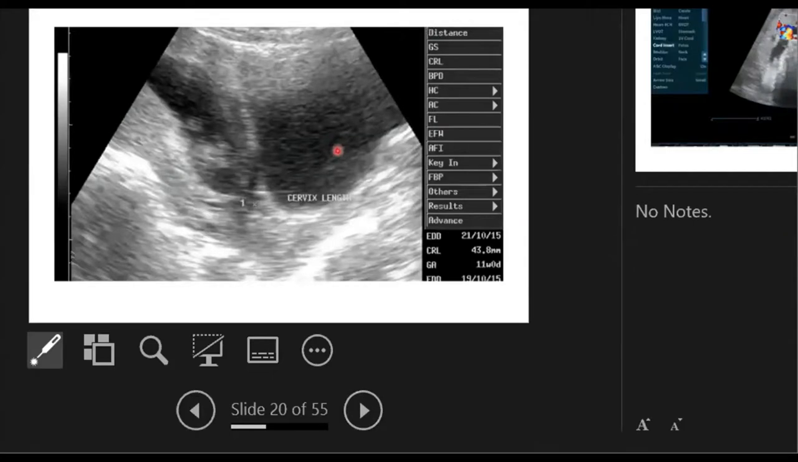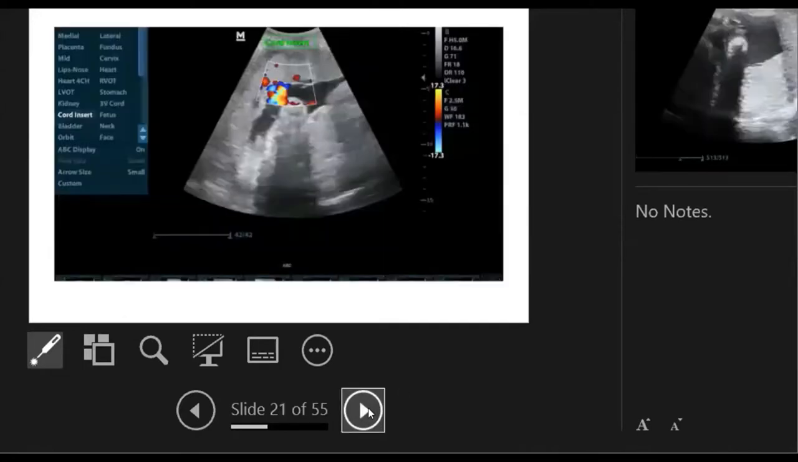Again, this is showing over-distension of the bladder and how it distorts the shape of the cervix and the uterine walls. They sort of approach each other and it distorts the position of the placenta. And this is showing how you check for the cord insertion. I said you put color flow mapping and then you move it across the placenta and check exactly where the cord is inserting.